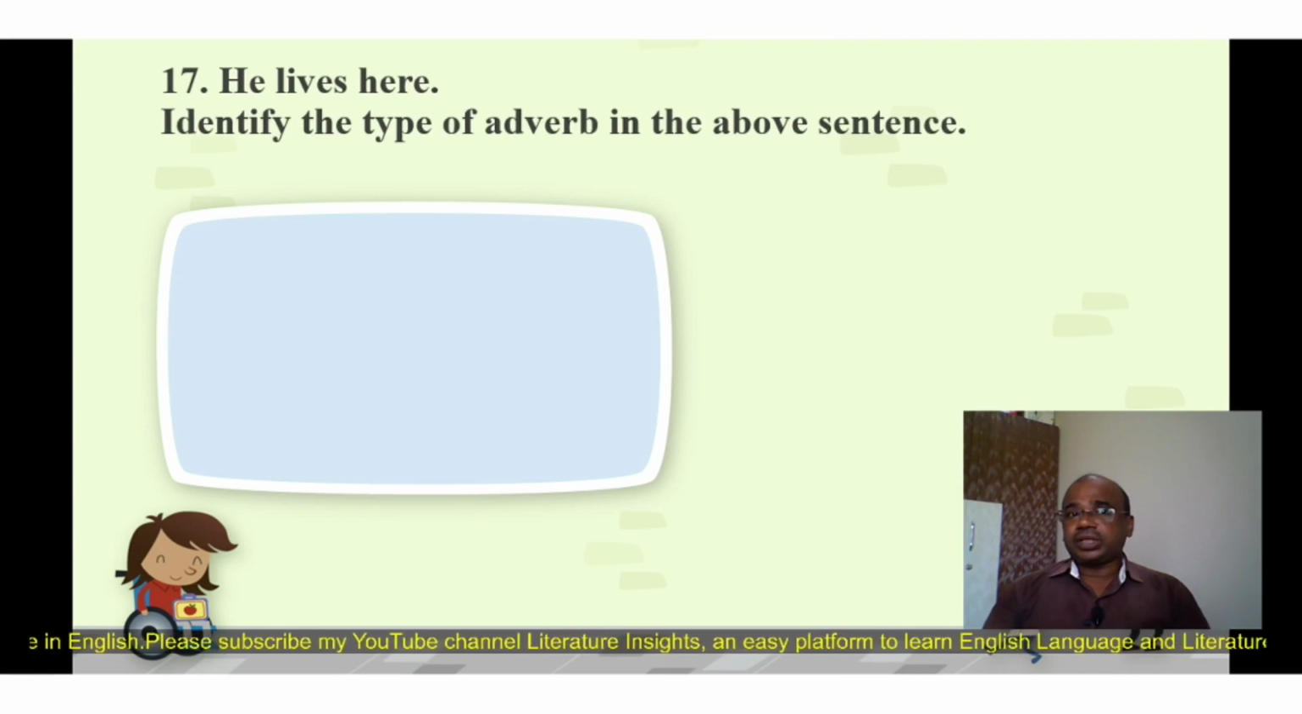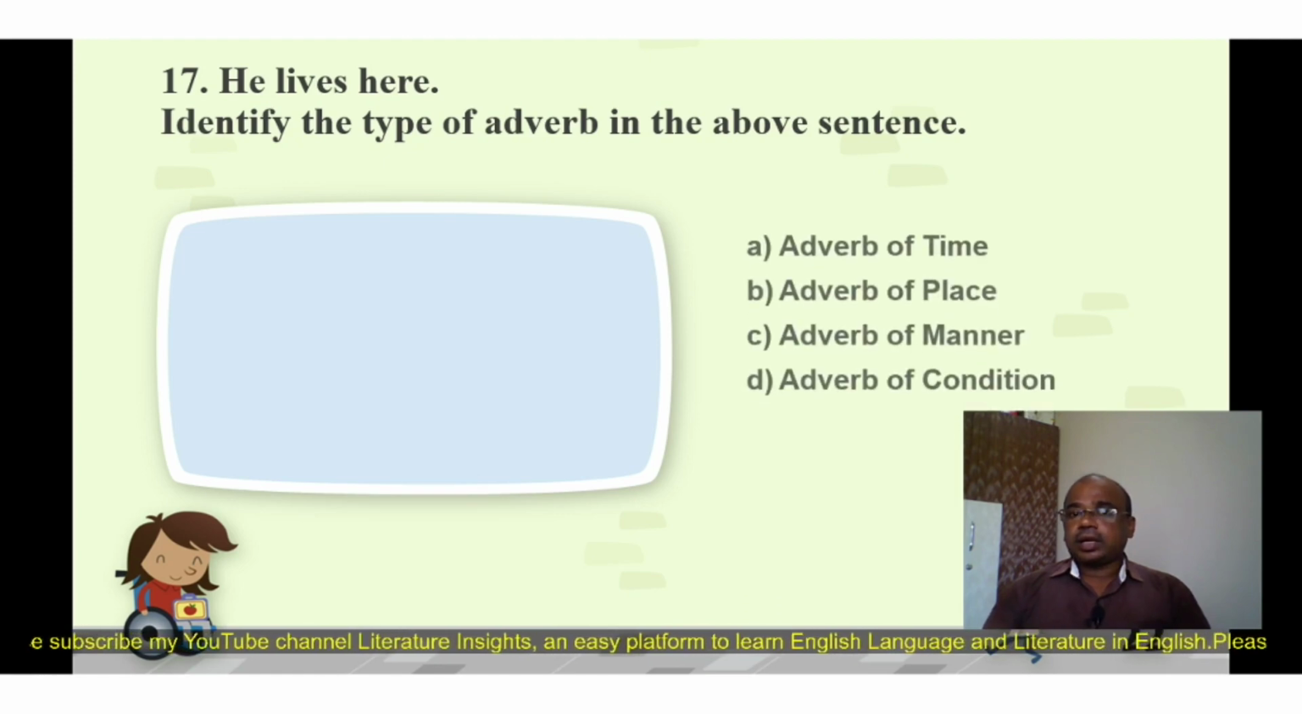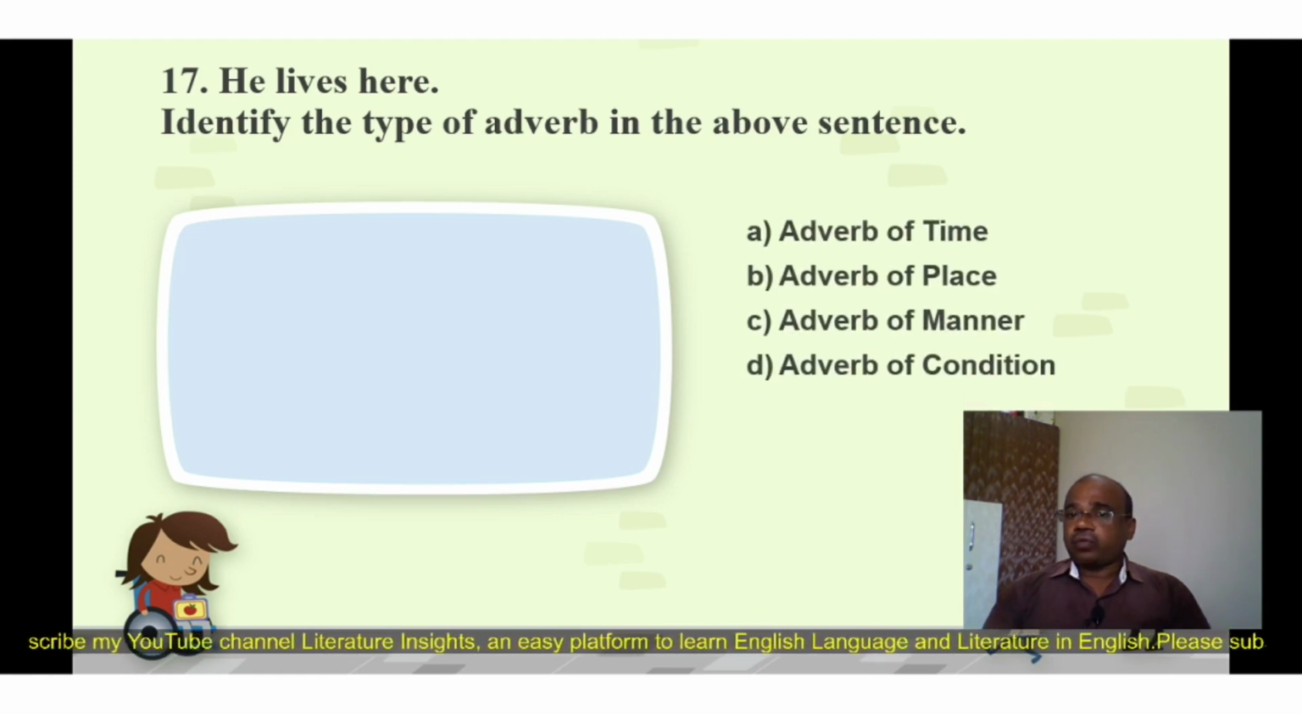Question number 17. He lives here. Identify the type of adverb in the above sentence. Here are four options. A, adverb of time. B, adverb of place. C, adverb of manner. D, adverb of condition. And the correct option is adverb of place. So in this sentence we can easily find he lives here, so it indicates the adverb of place.